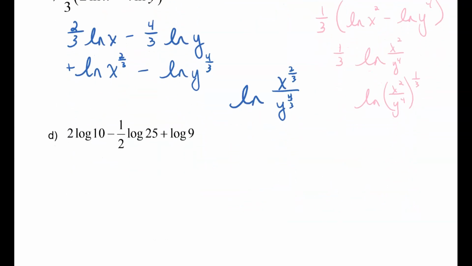All right. So for this one here, again, we've got some pluses, we've got some minuses, and we also have some coefficients in front. Right? So first one, I've got that 2 log of 10. So applying the power rule to that will give me log of 10 squared. Minus the second one would become log of 25 to the 1/2. And then the final one, there's nothing to do with that, so it just becomes log of 9 still.